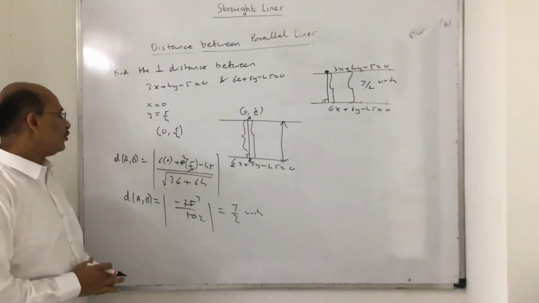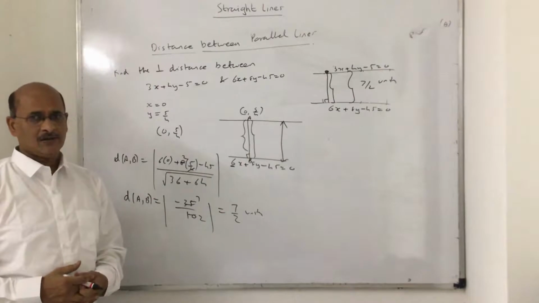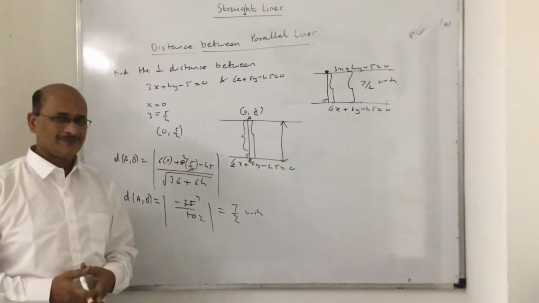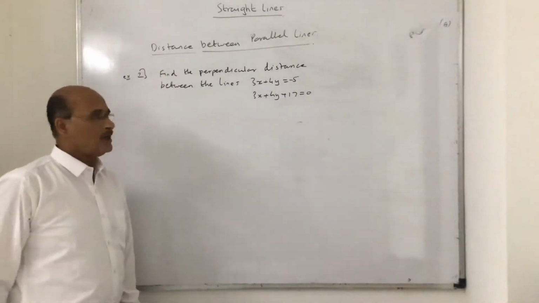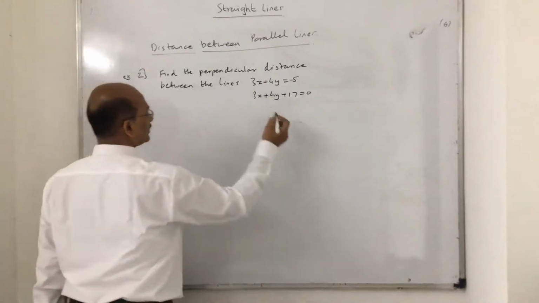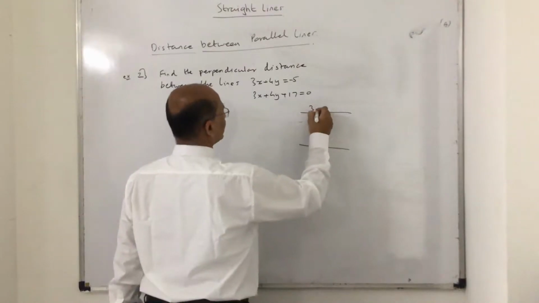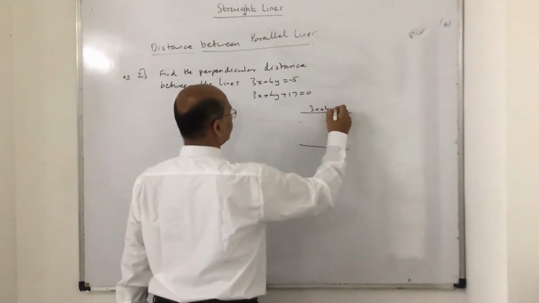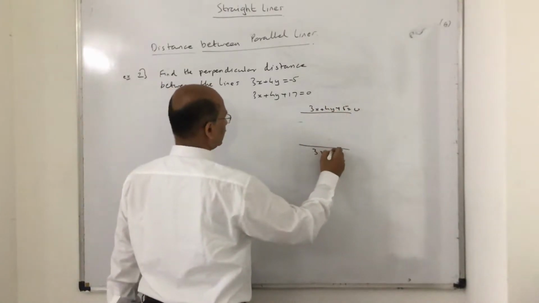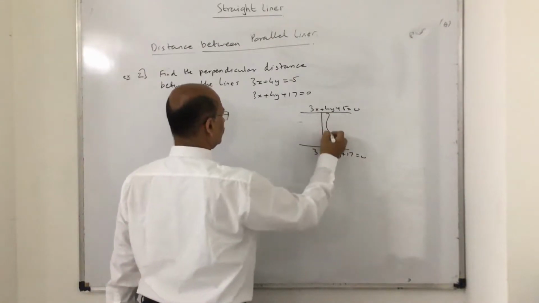One more question I will do on this, and then we will end straight lines and start with circles. So pause and note it down. Okay, this is the next example: find the perpendicular distance between the lines. If I consider this line, you can just draw the diagram, it becomes easier. Take this line as 3x plus 4y plus 5 equal to 0, and here we can say 3x plus 4y plus 17 is equal to 0. This is the distance they are asking us to find.